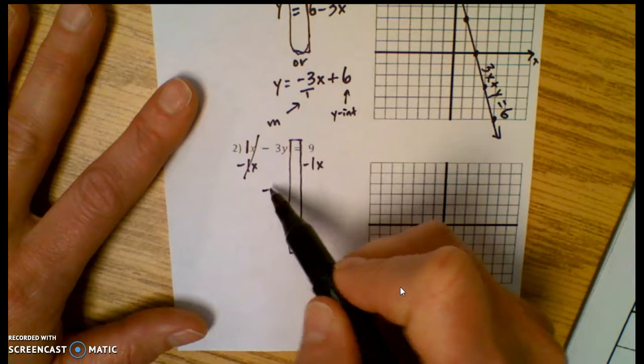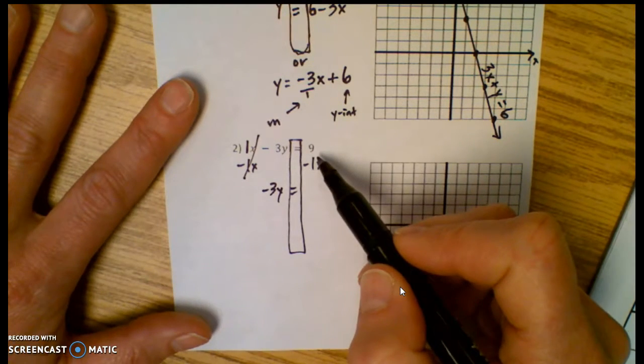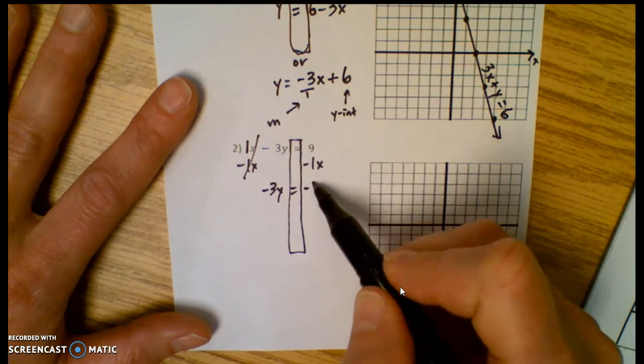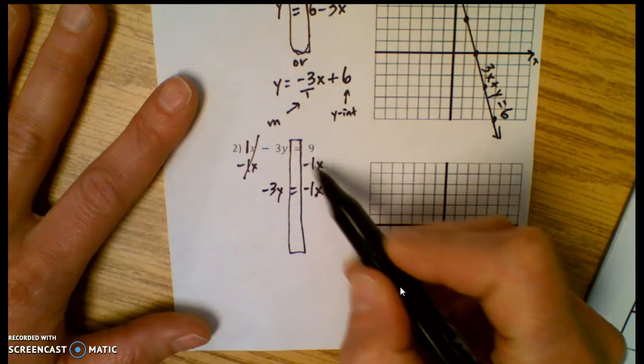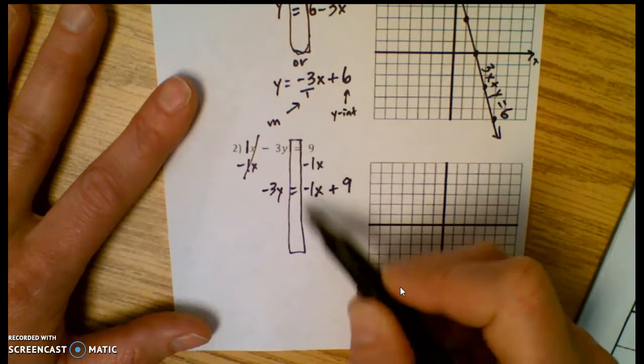This cancels out. You have negative 3y. Bring down your equal sign. And again, what we're going to do is put our x term in the front and our plain number in the back. So eventually we'll have our y-intercept where we want it and we'll have our slope.